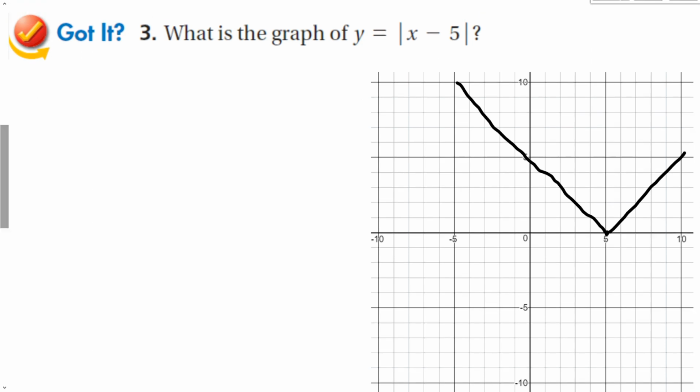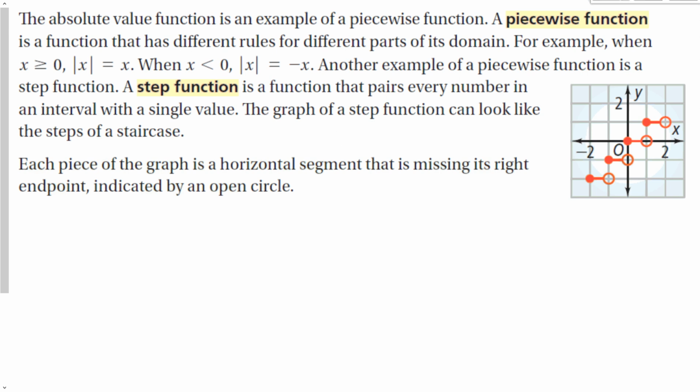Now, this does get more complicated for absolute value functions that do other things, like have a number in the front, or a number inside the absolute value in front of x. That would change the slope, and that becomes a little bit different, something we'll look at later.